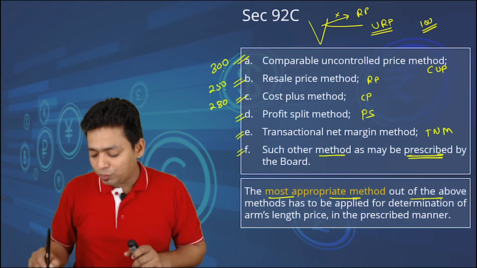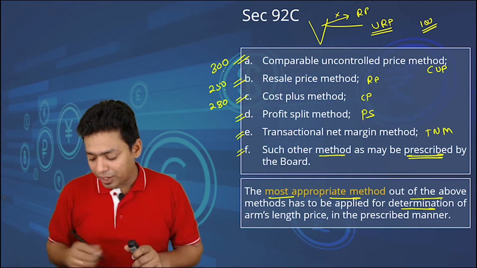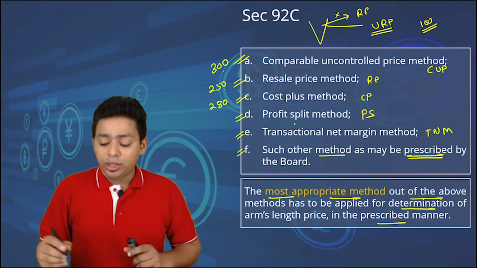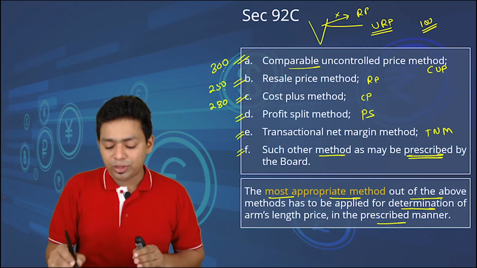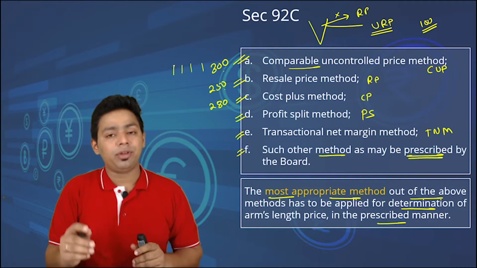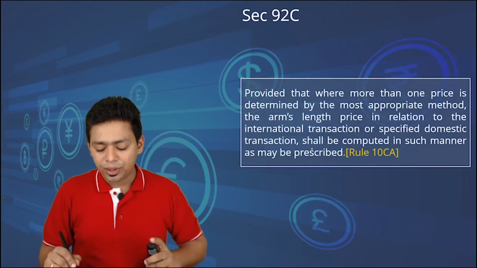Out of the above methods, one has to be applied for determination of arm's length price in a prescribed manner. Okay, I'm not answering one question here. So what if in one method they have given multiple numbers? For that we have the range concept, and we will discuss that in the coming slides.